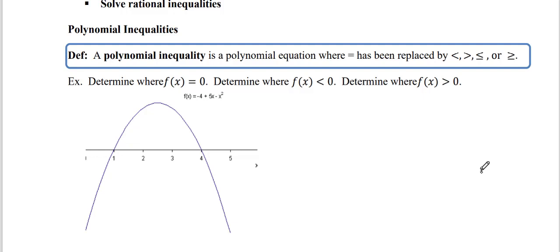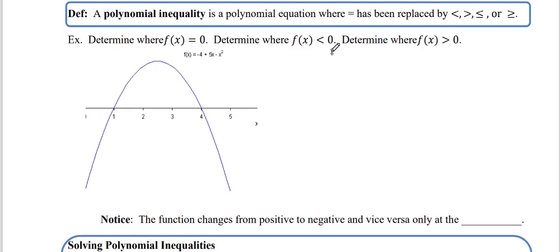A polynomial inequality is a polynomial equation where the equal sign has been replaced by a less than, greater than, less than or equal, or a greater than or equal to. I am sure you have seen inequalities up to this point where we have had a less than, greater than, less than or equal, or greater than or equal. What's different here is that we want to focus on how you deal with that when it's with a polynomial. We're going to start with a little bit of motivation here.